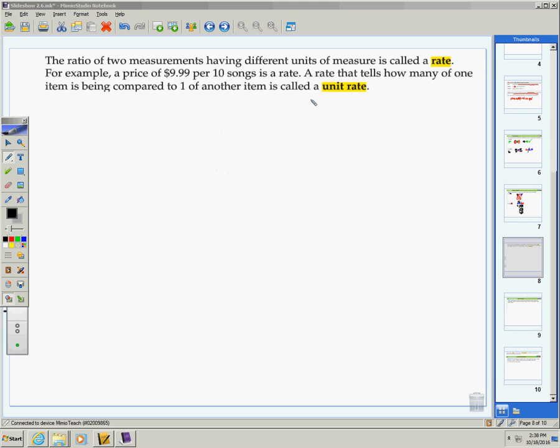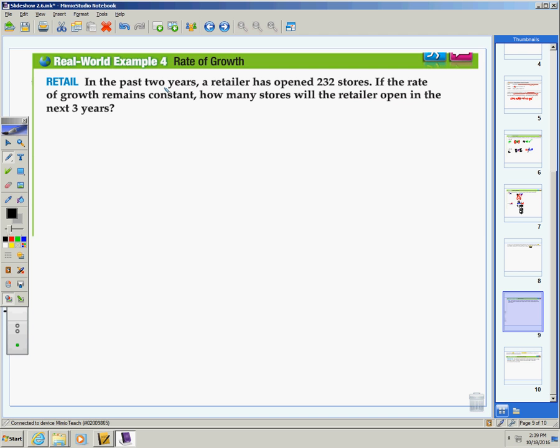Rates, and you guys have talked about unit rates before. You know, unit rates just have a denominator of 1. So here we've got a word problem. In the past 2 years, a retailer has opened 232 stores. And here's why you need to think about this proportionally.